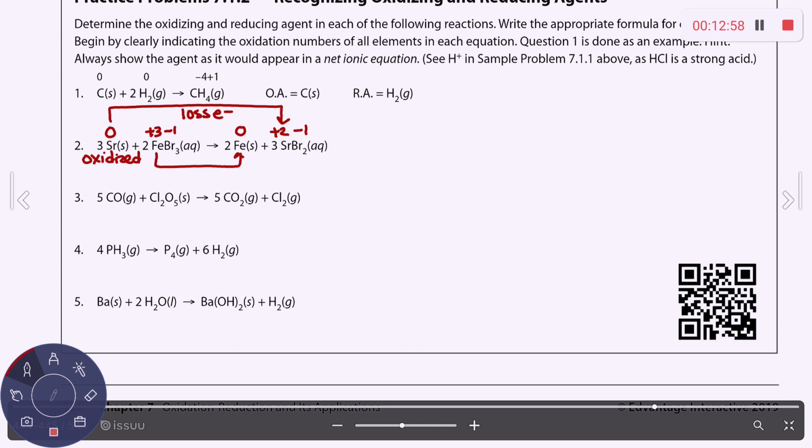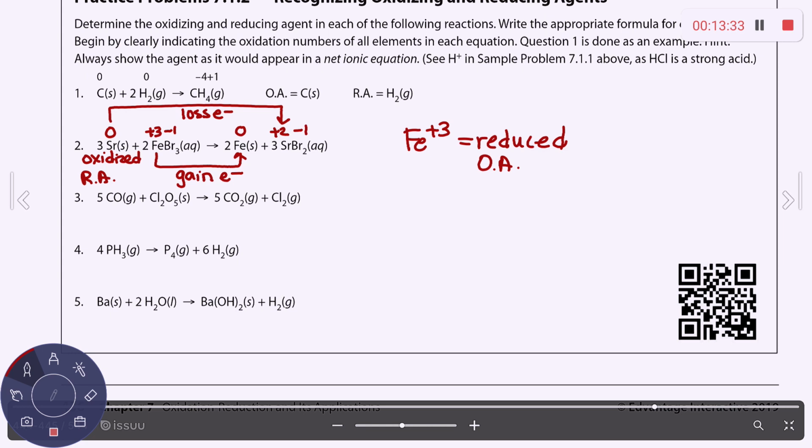This iron is changing, +3 down to 0. This is gaining electrons. So you have to be really specific if it's ionic. You have to tell me the ion in the ionic compound that is being reduced. So Fe +3 is reduced. If you said Fe is reduced, you would be wrong. You would be implying that the neutral iron is reduced. Okay? And then since this is oxidized, this is the reducing agent, and then this would be the oxidizing agent. We good? Isn't it just the ion that's the oxidizing agent?